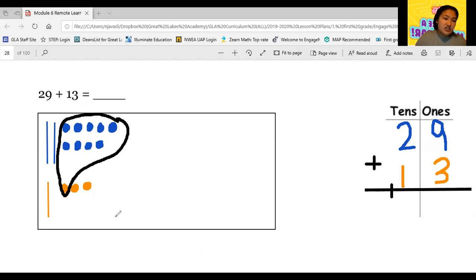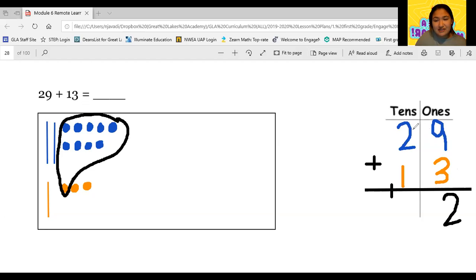You can look at our picture and see we have 1, 2 ones. Or if you know that 12 is equal to 1 ten, 2 ones, you know that we have 2 ones left over. Now let's add the 10s.